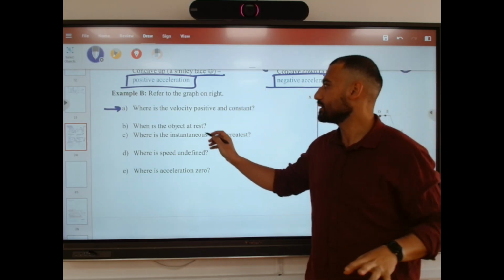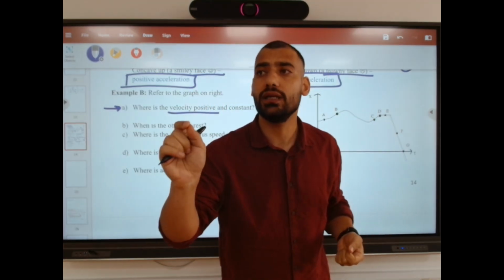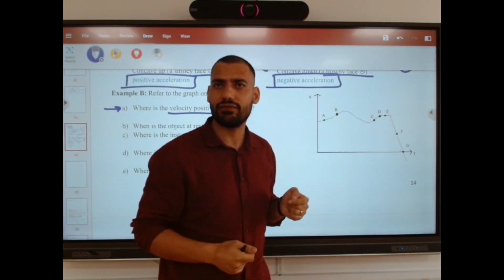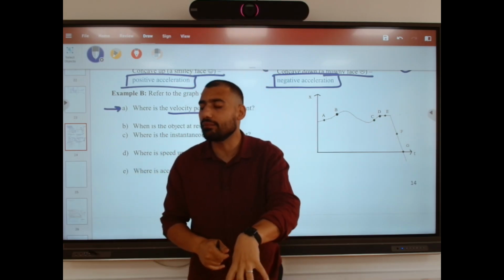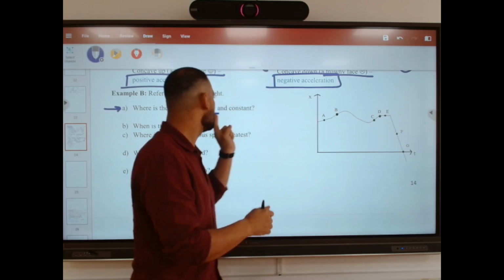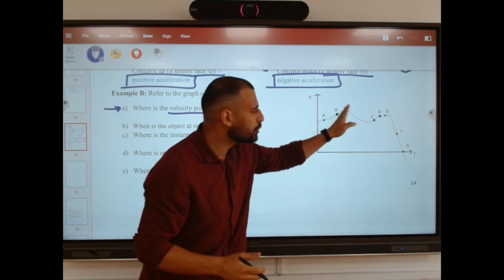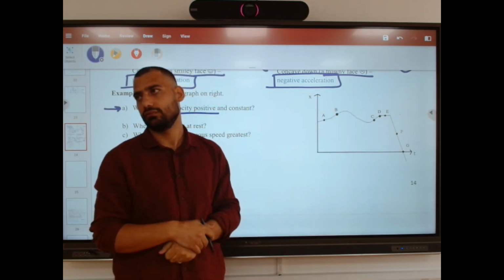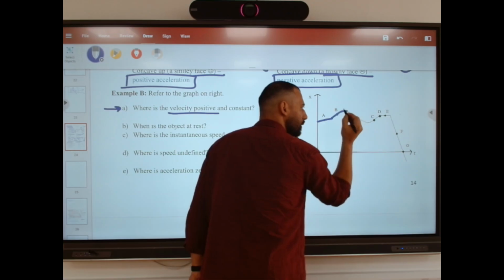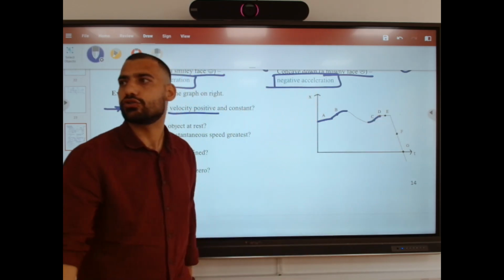No, you need to understand the question. The question is, where is the velocity positive? Velocity positive means the slope has to be positive. Because which graph is this? This is position time graph. From the position time graph, you will get velocity from its slope, isn't it? So slope should be positive. Which portions on the graph show the slope to be positive? It shows A exactly. B is also there. C is also there, isn't it? And nowhere else do you see positive slope.